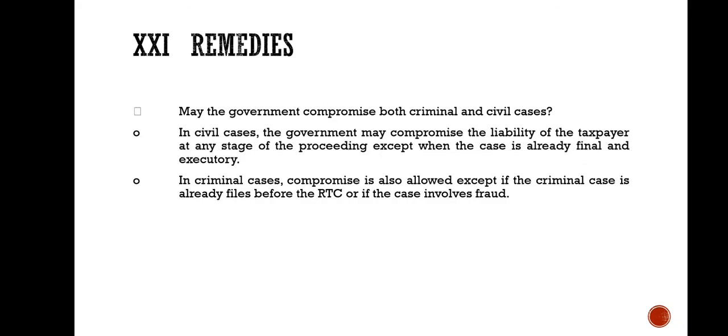So, may the government compromise both criminal and civil cases? So, in civil cases, the government may compromise the liability of the taxpayer at any stage of the proceeding, except when the case is already final and executory. In criminal cases, compromise is also allowed, except if the criminal case is already filed before the regional trial court or if the case involves fraud.